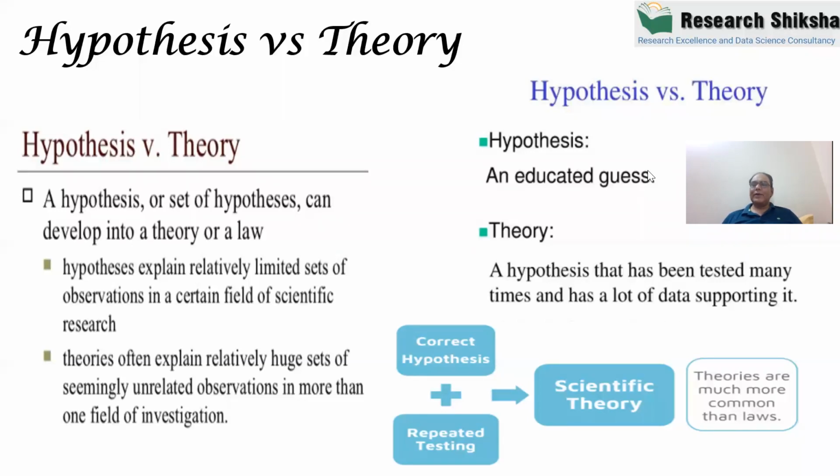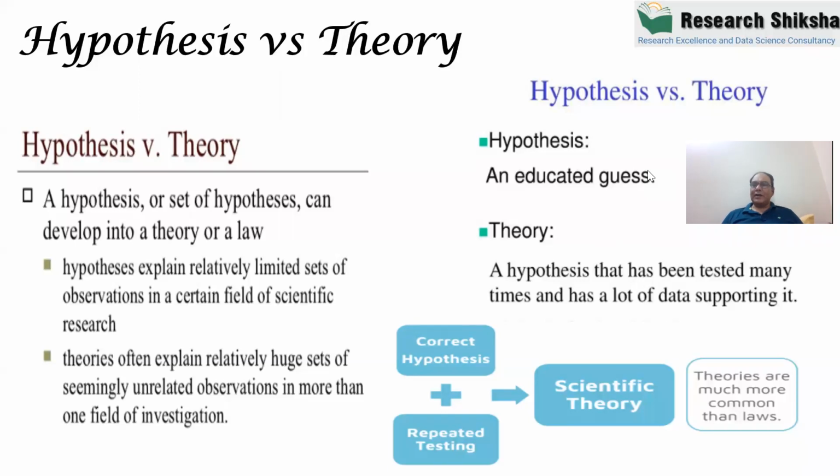This hypothesis will be a theory. So the same hypothesis, if examined by different scholars at different points of time, at different places, and they find the same result, then this hypothesis will be a theory. So hypothesis is the precondition to be a theory, right?